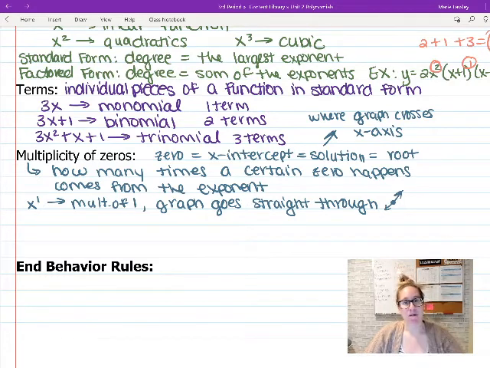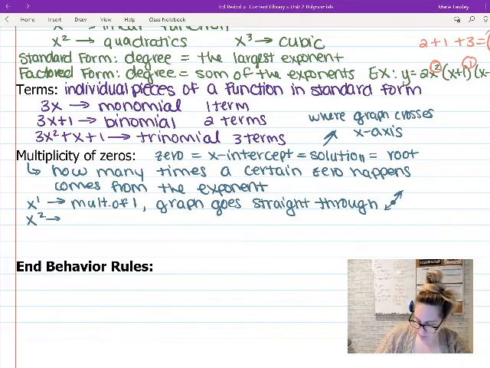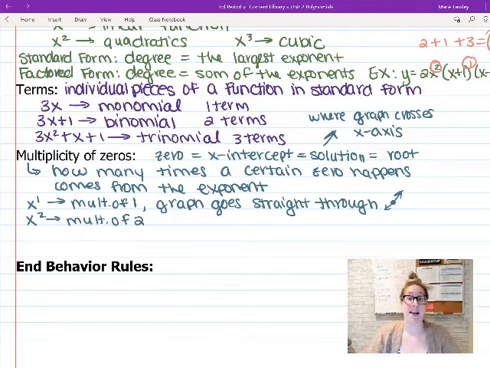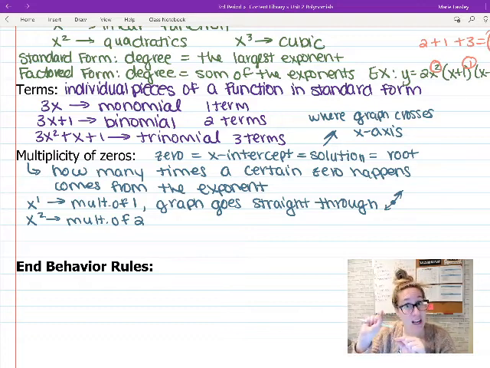The second type of multiplicity you guys are going to see is the multiplicity of 2, meaning that zero happens 2 times, and you're going to know that because it's going to have an exponent of 2. Think quadratic. If one of your zeros has a multiplicity of 2, it's going to look very similar to that quadratic shape. It's going to make like a U. That means it's going to touch the x-axis at that point and then turn the other direction or bounce away from that point.